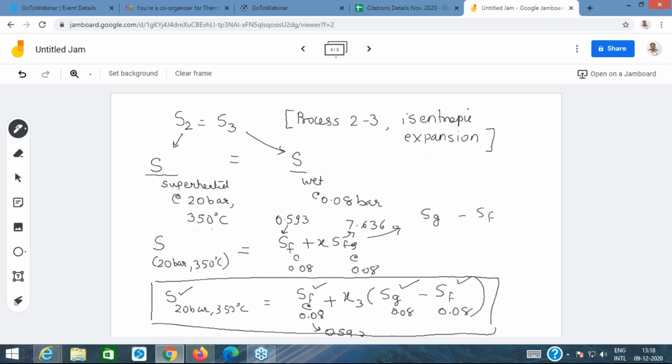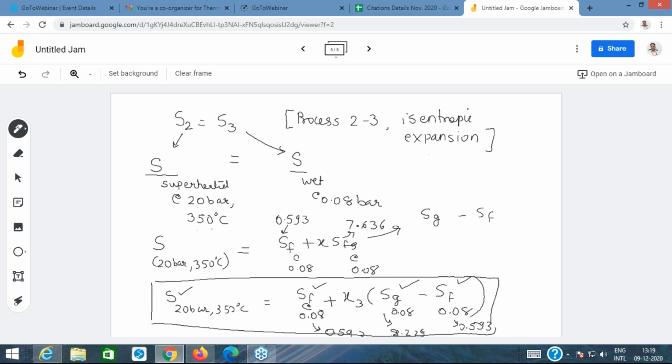7.636. Those who don't have the value of SFG directly can write the value of SG from the steam tables. That value would be around 8.229, and SF value is 0.593. That subtraction would give you the value of 7.636.